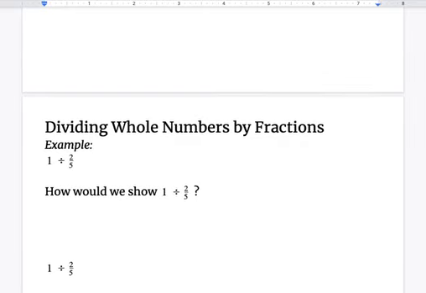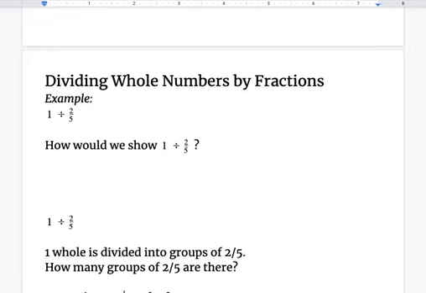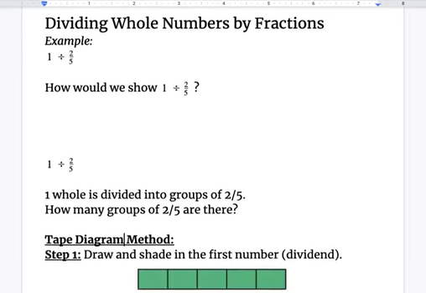Okay, so the tape diagram method. We're going to take one whole and divide it into groups of 2/5 and then find out how many groups of those 2/5 there are. If you're confused, that's okay. We'll take a look at 1 divided by 2/5 together with the tape diagram method.